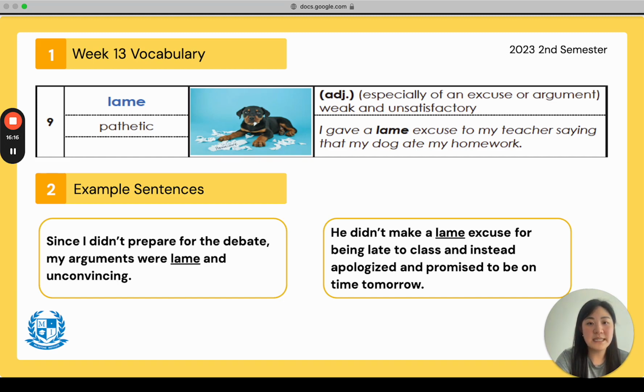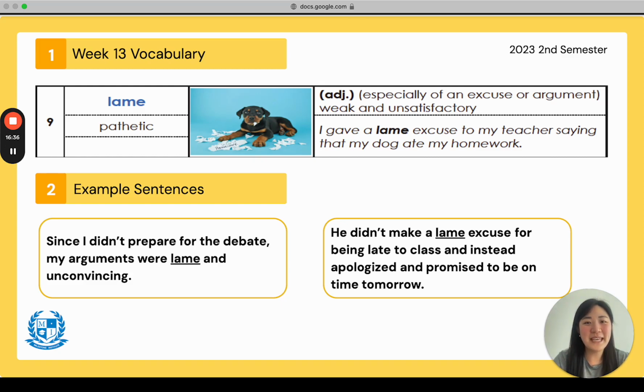The example sentence says, I gave a lame excuse to my teacher saying that my dog ate my homework. A lot of people in America a long time ago, they would always say, oh, my dog ate my homework, as a lame excuse. It's not something that a teacher would be like, oh, really? It's okay.